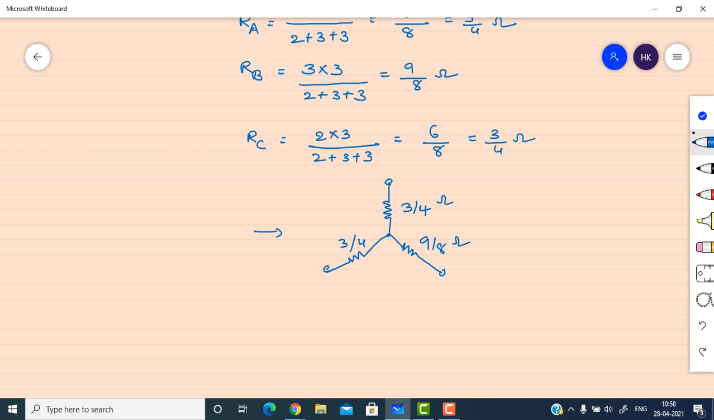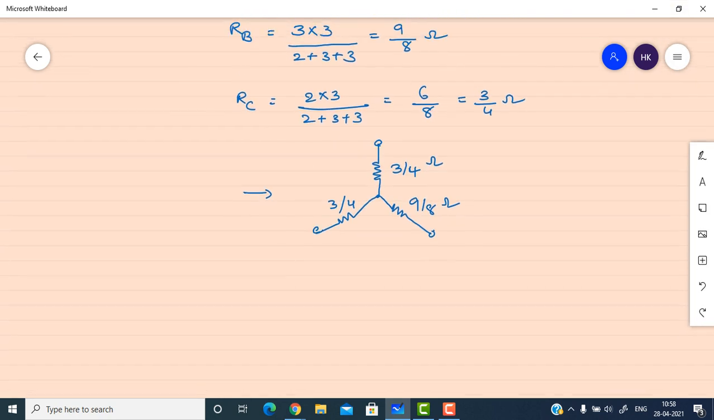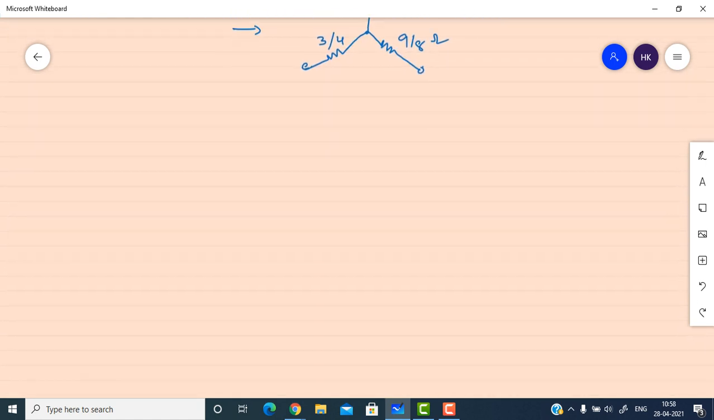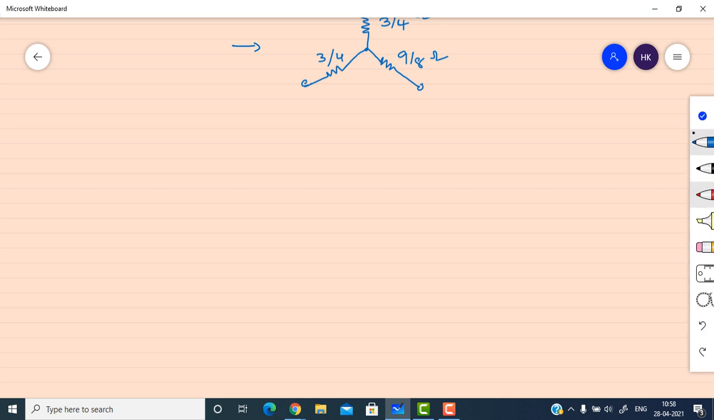Now we are going to derive star to delta. Up to now we have seen the delta network: if the delta network is given, how to convert it into star. Suppose the star connected network is given, then how can we convert it into delta? So first let's derive the equations for that. Is this problem clear to all of you? So next one, star to delta conversion.